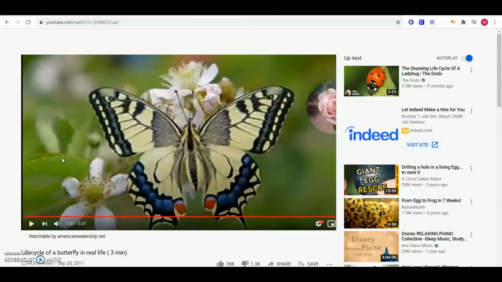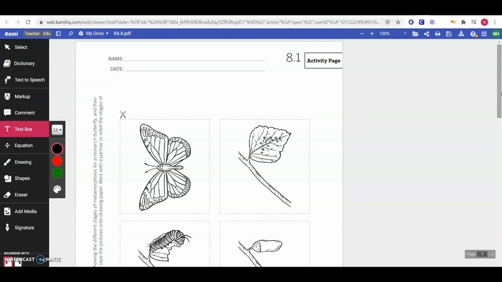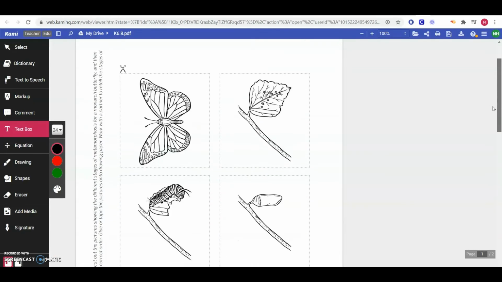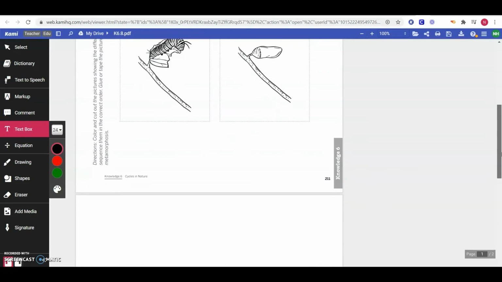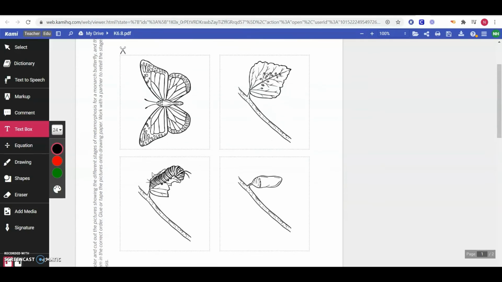All right, my friends, go ahead and open up the PDF that is attached to this video. That PDF should look like this one. We have followed a similar process with a lot of the cycles that we've been talking about. On our assignment today, we have 4 pictures of the life cycle of a butterfly.